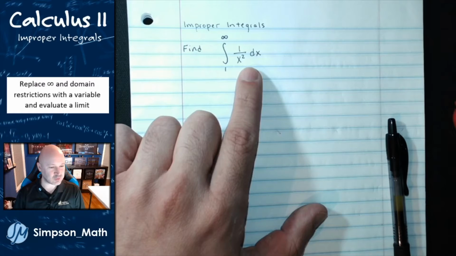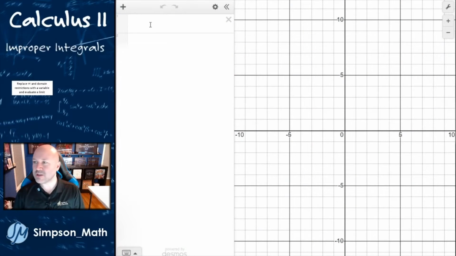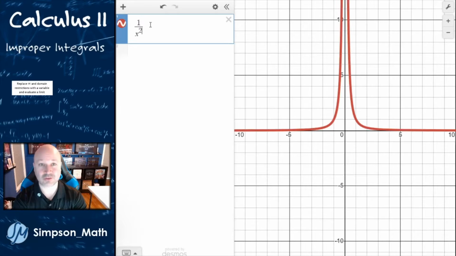So let me see if I can just switch over there. I'm just on desmos.com, and I'm going to type in 1 over x squared, just to take a look at this function. So I've got this red function here, and the larger numbers I plug into the function, the smaller it becomes. So if I plug in 5, the y value there is 1/25. If I plug in 10, I get 1/100. So as I go to infinity, this thing goes to 0.